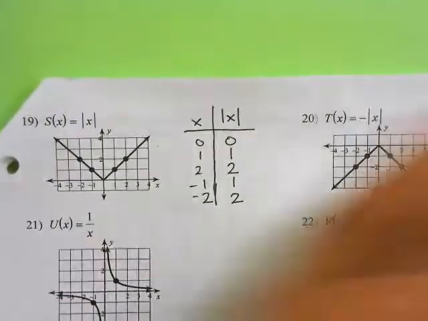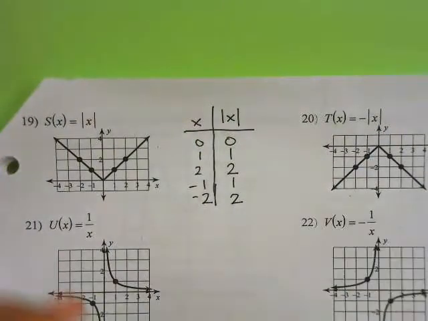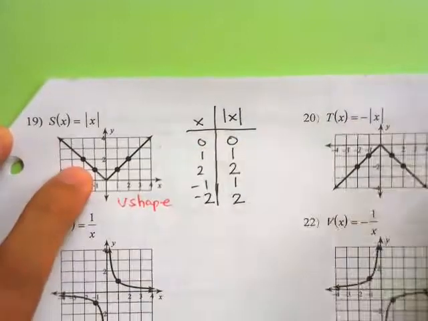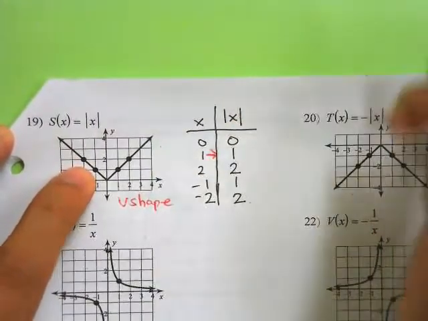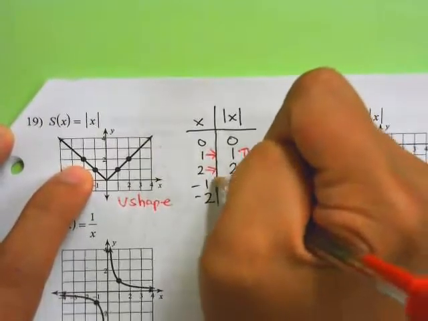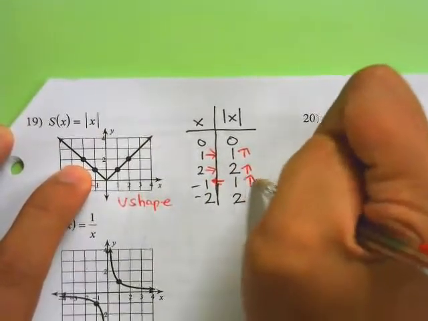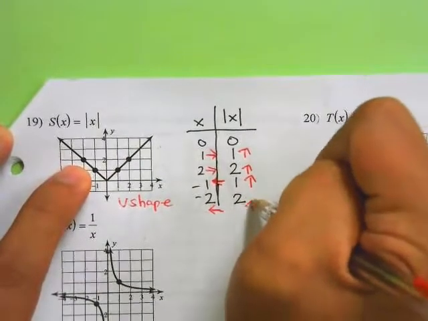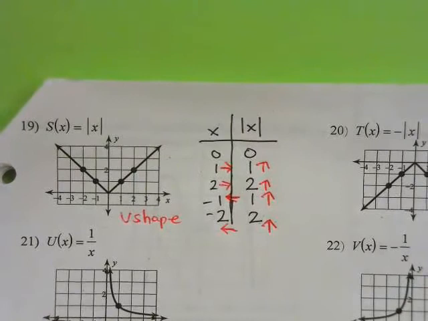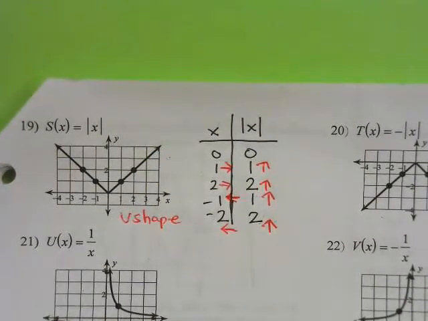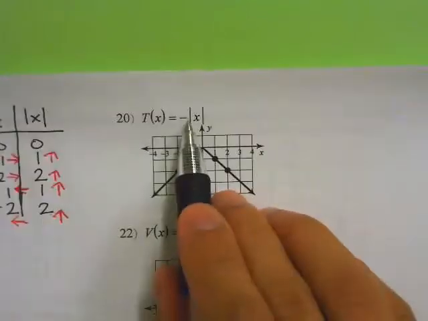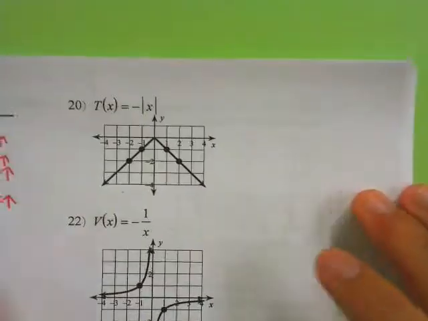So this is going to be your pattern, and this is really a strict V shape. There shouldn't be any curves at all. So start from your starting point: 1 to the right, 1 up, 2 to the right, 2 up, 1 to the left, 1 up, and 2 to the left, 2 up. So it's a strict V shape that's facing upwards. And you can probably already tell what number 20 is going to be. For number 20, the negative absolute value, it's going to be facing down.